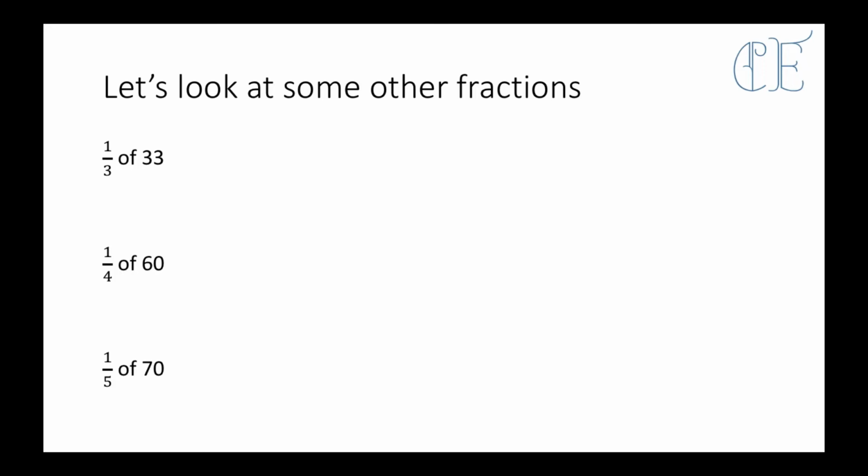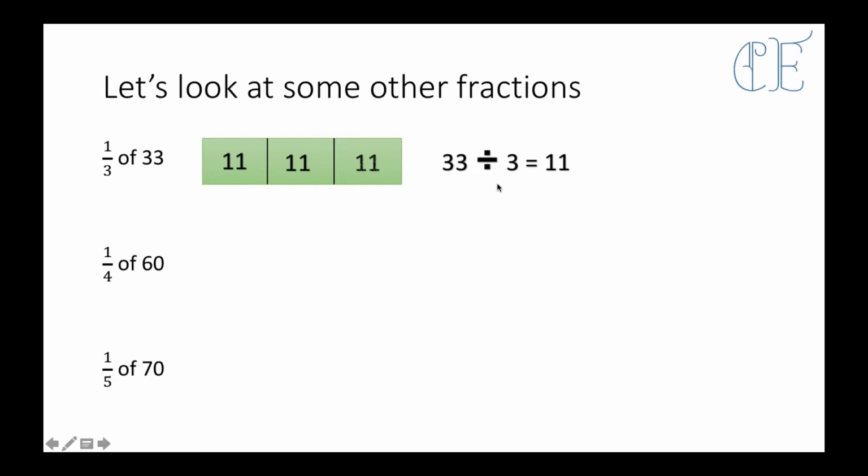So let's look at some other fractions. We've got a third of 33. If I want a third of 33, it means I have to split up 33 into 3 pieces. So I'm going to draw my rectangle and split it into 3 boxes. 33 divided by 3, which is like breaking it up into 3 pieces, is 11. So 11 would go in each box.